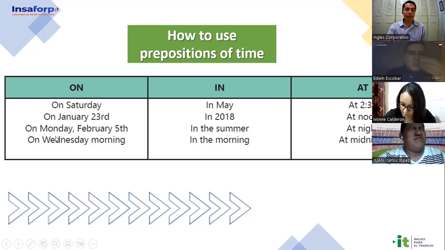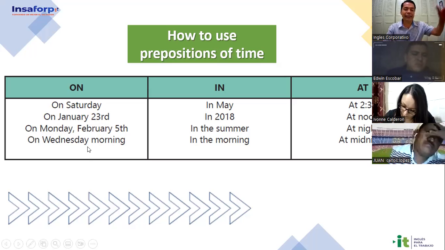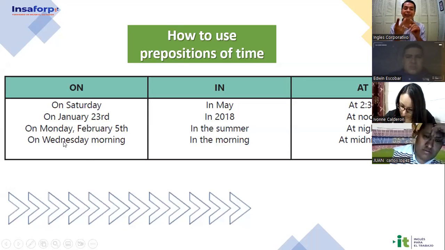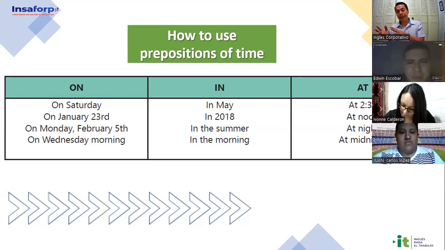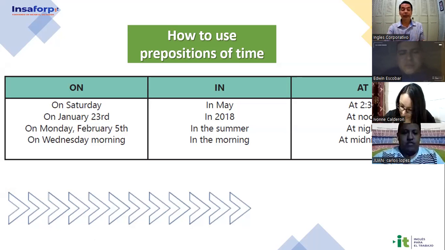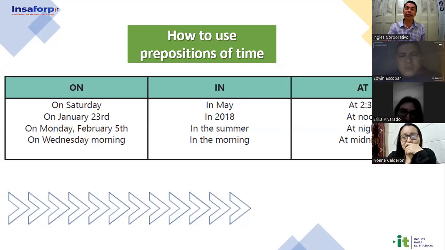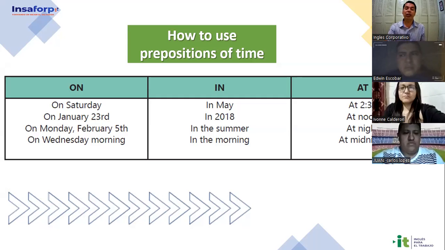Bueno, perdón por los comerciales, pero es on Wednesday, October 19th, we finish. Now, on Wednesday morning, on Thursday afternoon, on Sunday evening, etc., right? So we use on with days of the week, dates, and days and part of the day. Días de la semana y parte del día, morning, afternoon, evening, right? Except night, right? Good. Then when do we use in? We use in month of the year.